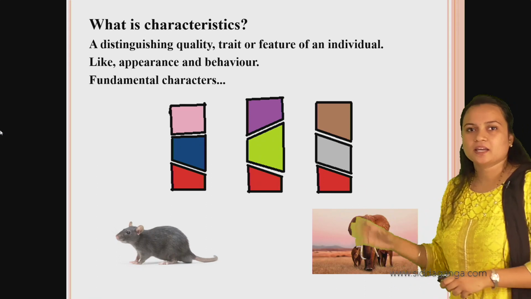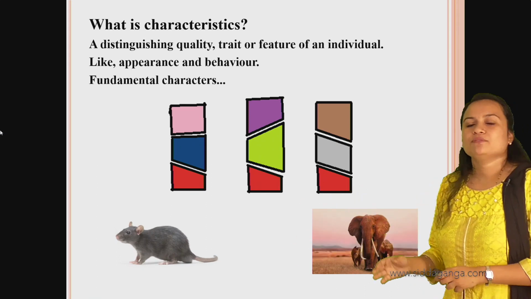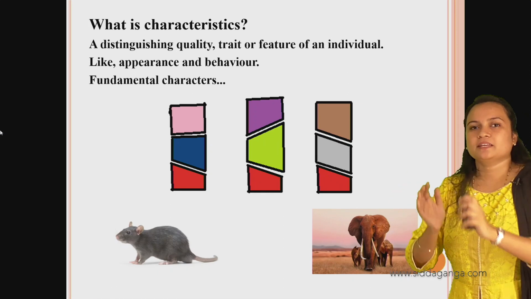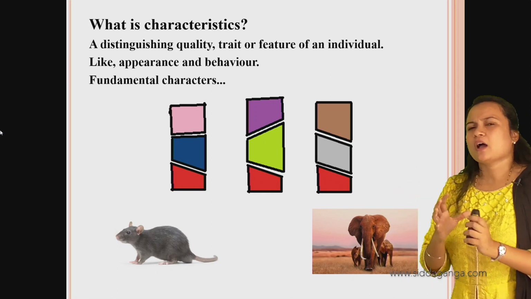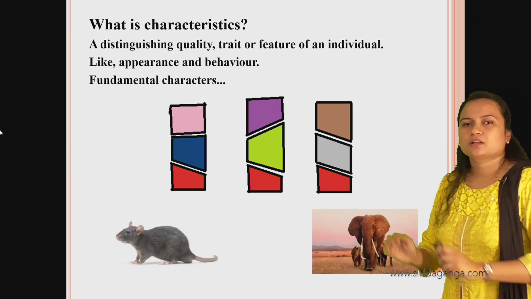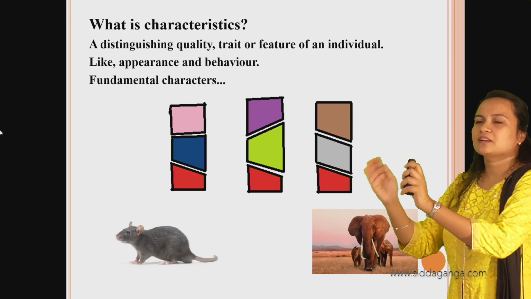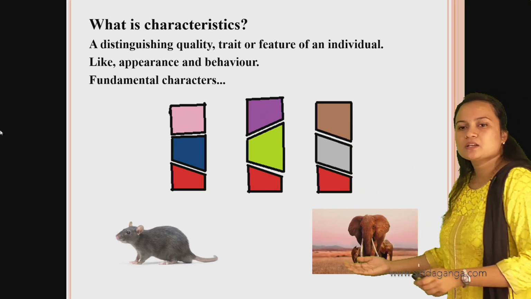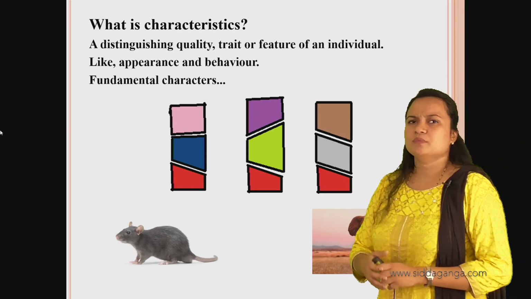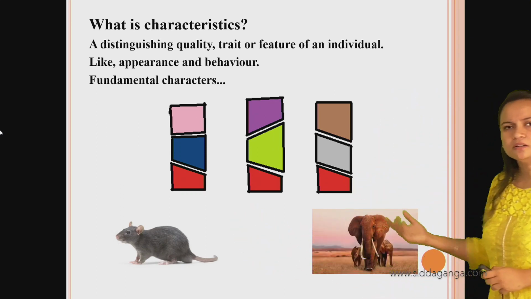So here, the rat and elephant are grouped in a particular group. They can be grouped. So how can you group a rat and elephant in a particular class? How can you group them? So are they similar?